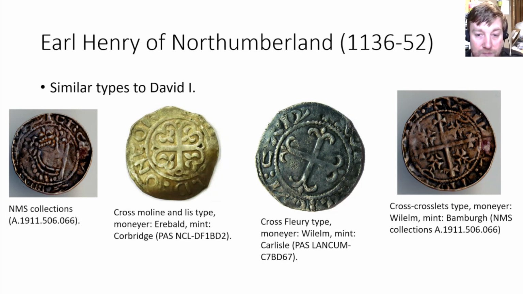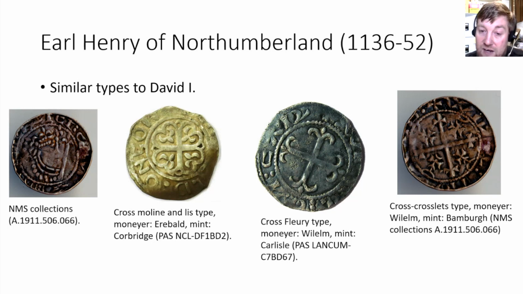So Henry's types, again, are very broadly similar to David's. His first type was the cross moline and fleurs in angles type. Henry issued these from Corbridge, of which one of the examples on the slide is, and also Carlisle. They also issued this type in the name of Stephen from Carlisle as well, and from Newcastle. This example on the slide was by the moneyer Erebald, who is quite an interesting character because he was also a Carlisle moneyer under David, and he also ran the minting operations early in David's reign at Edinburgh and Earl Henry's mint at Corbridge. So we see Erebald at Carlisle, Corbridge, and Edinburgh.